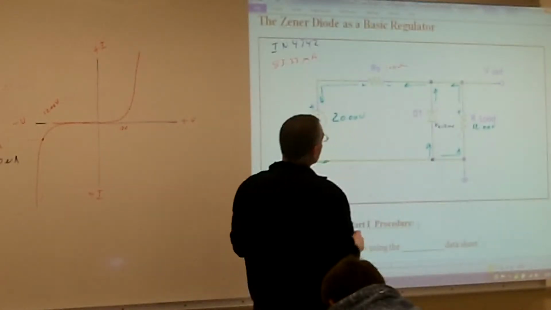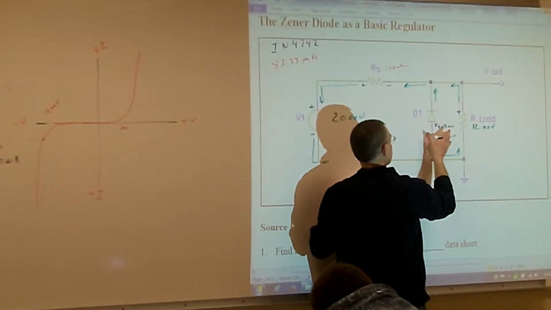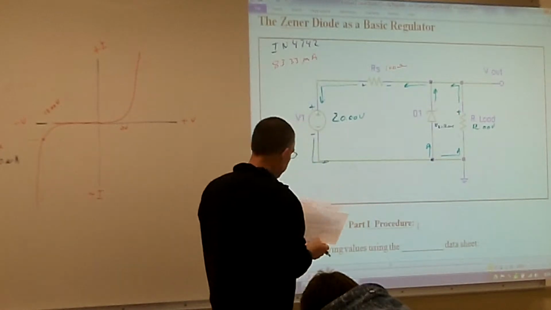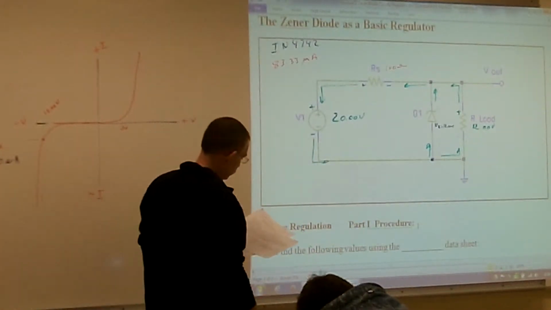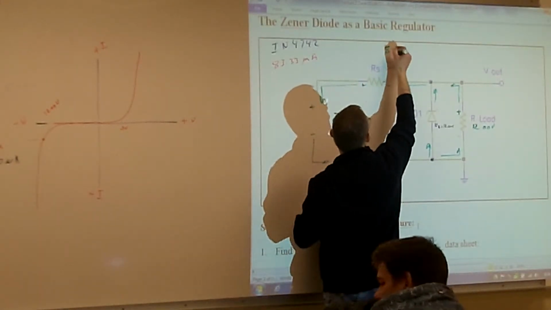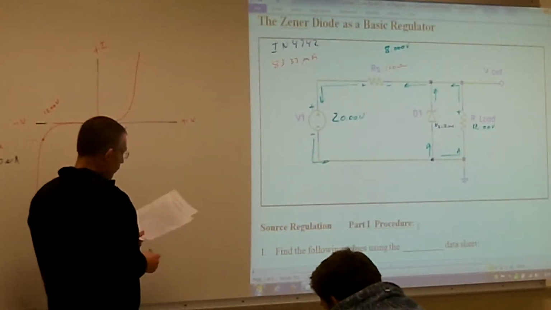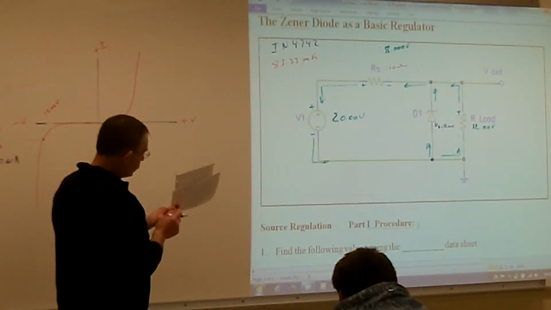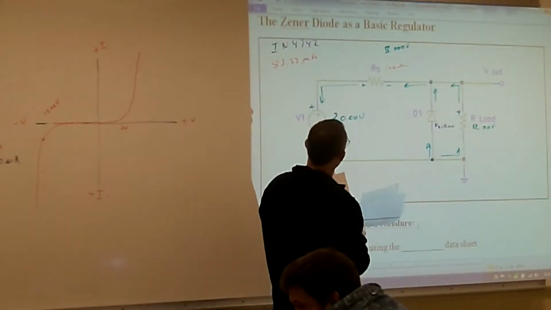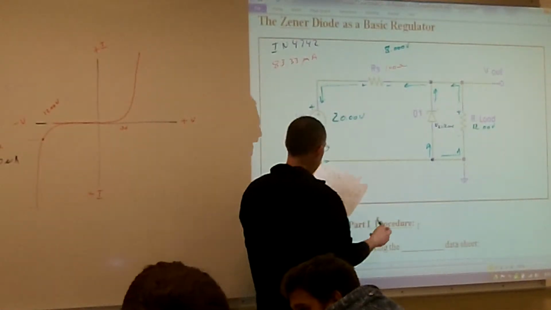Okay. So if I have 12 volts dropping across my Zener and 12 volts dropping across my load, how much voltage is going to be dropping across my current limiting resistor? 8 volts. So I'm going to have 8 volts going through here. If I have 8 volts and a current limiting resistor of 100 ohms, what's going to be my current going through RS? 80 milliamps.